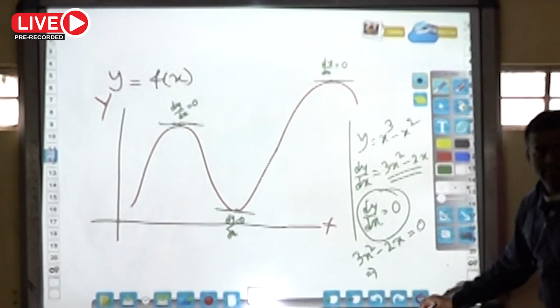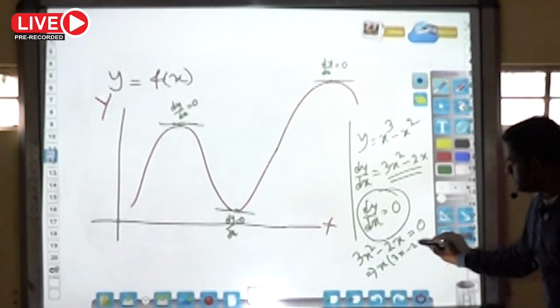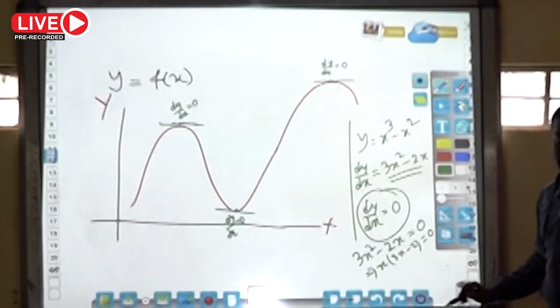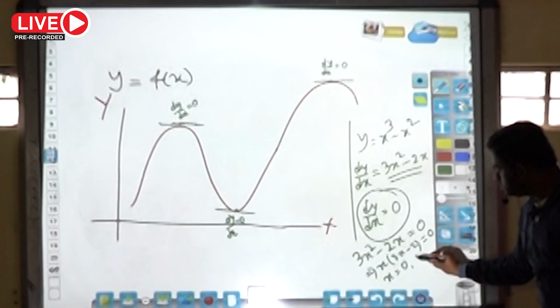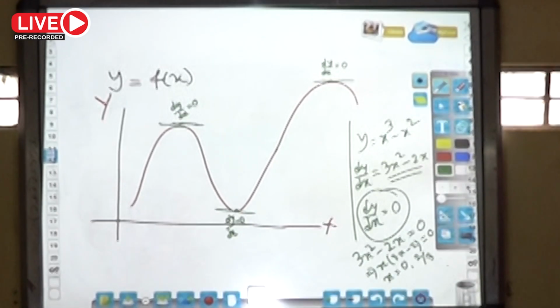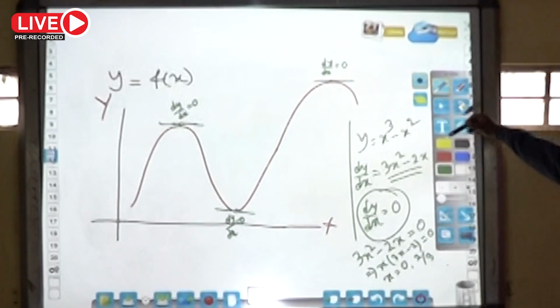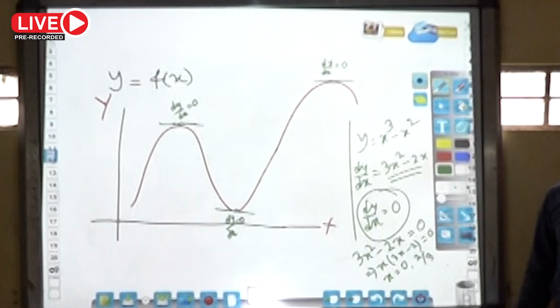Then we can say the value of x. Taking x common, I can write x(3x minus 2) equal to 0. Means there are two values of x that I find, x equal to 0 and 2 by 3. So there are two possible values of x where the tangent to the graph will become horizontal. Clear? This is an arbitrary graph. If we plot this graph of this function, I will get 2 points where tangents will be horizontal.